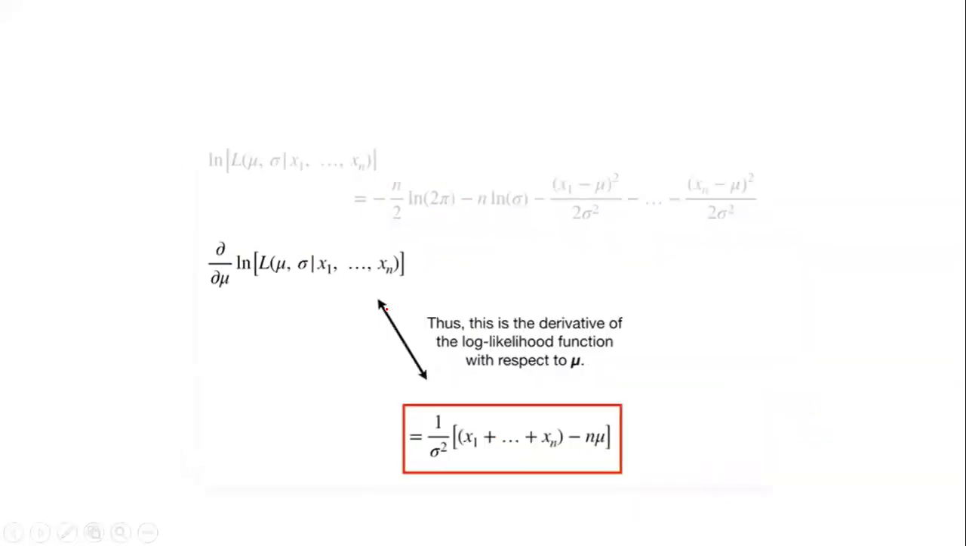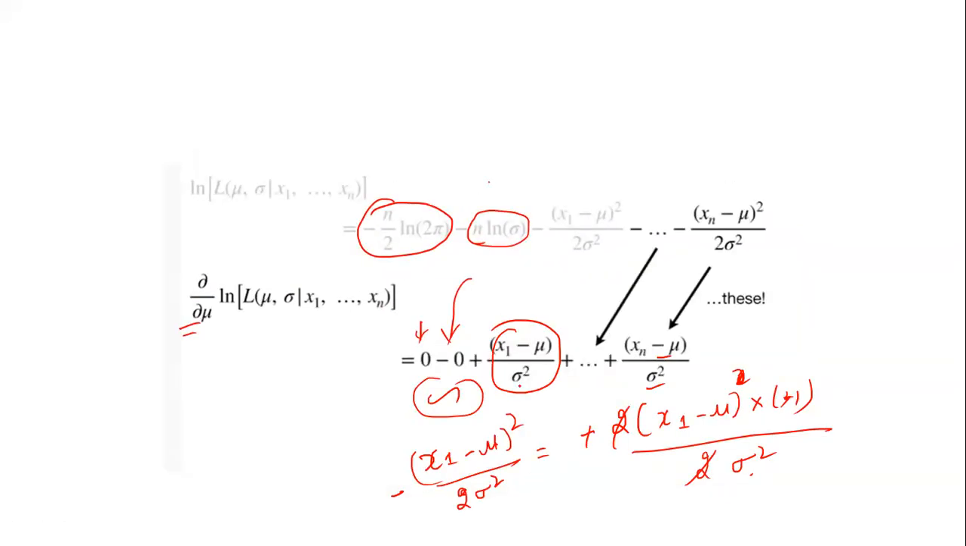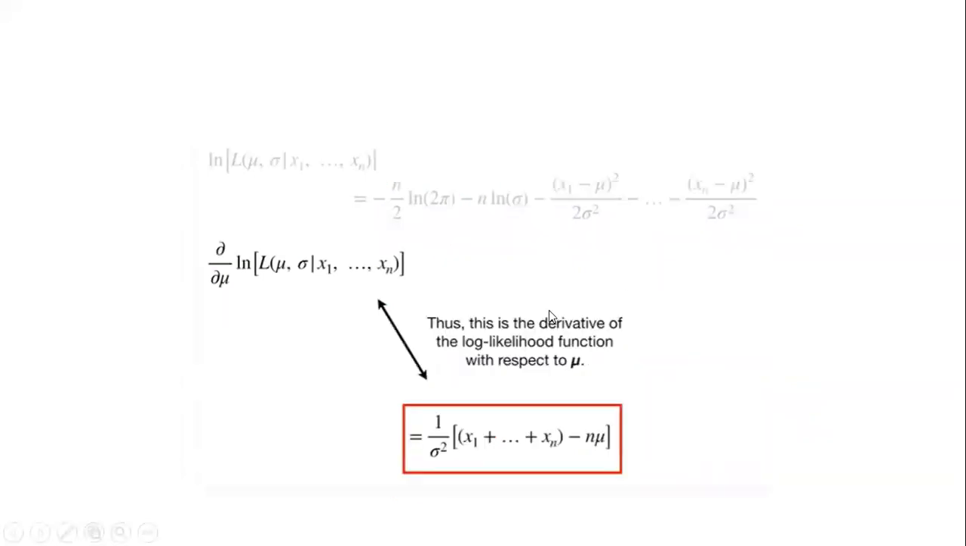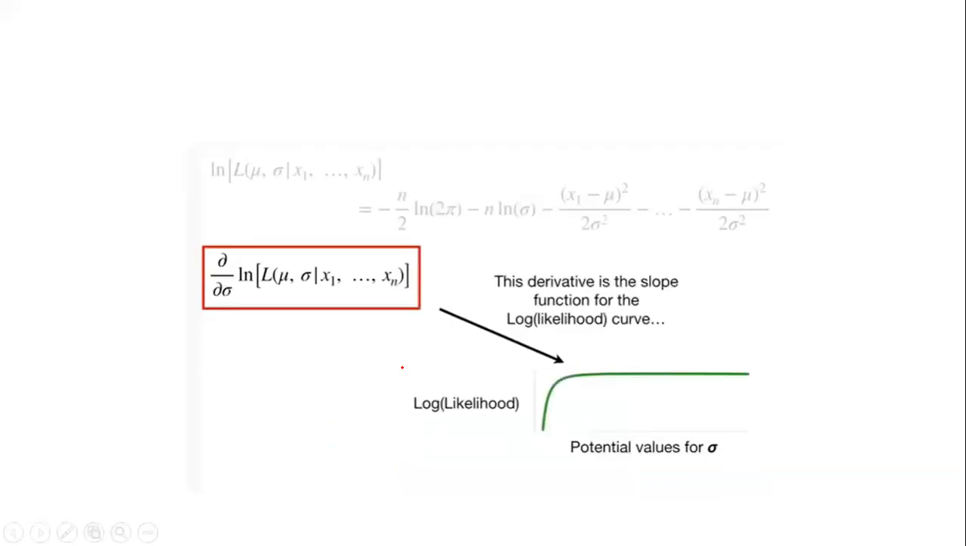Now, if you further simplify this, we can separate out 1 by sigma square. So you'll get 1 by sigma square into x1 plus x2 up to xn minus n into mu. Let us keep this equation. This is what you get when you take the derivative with respect to mu. Now let us take the derivative with respect to sigma, keeping mu as constant.